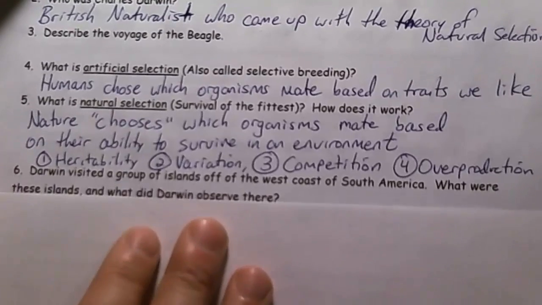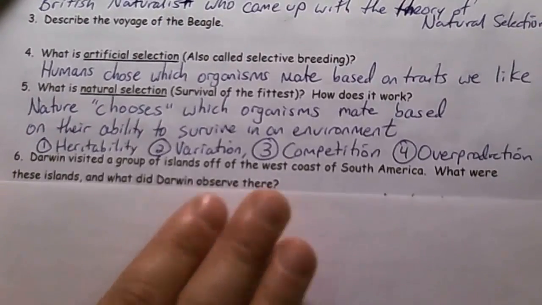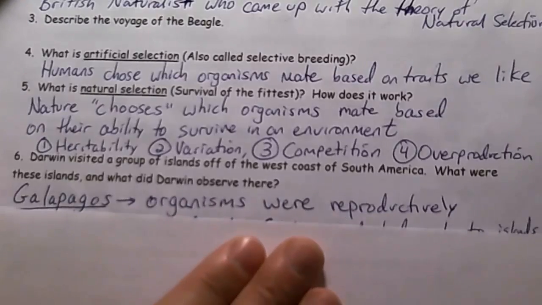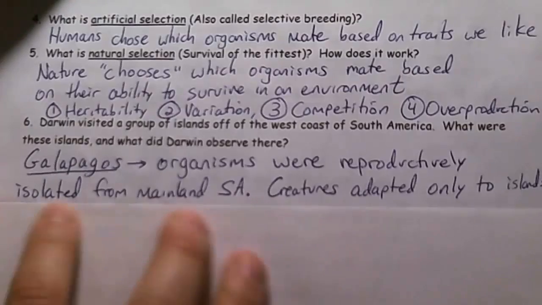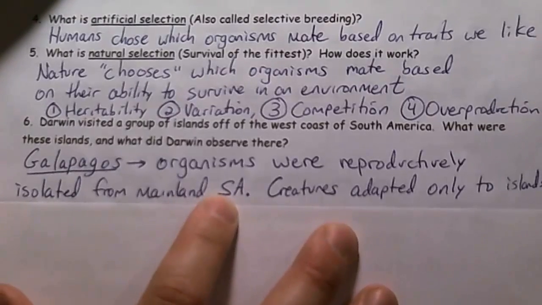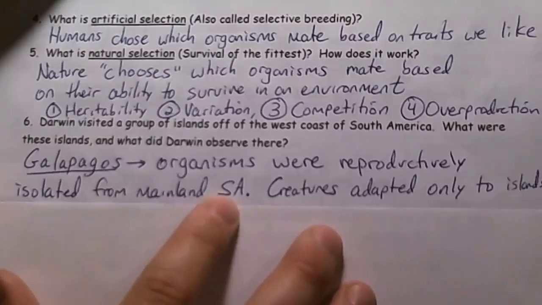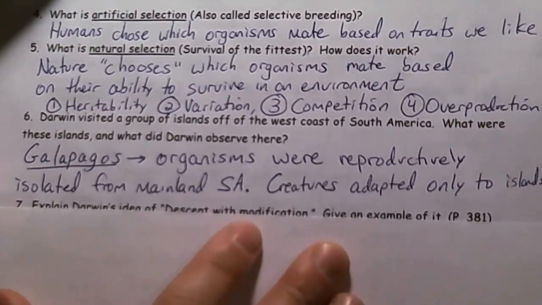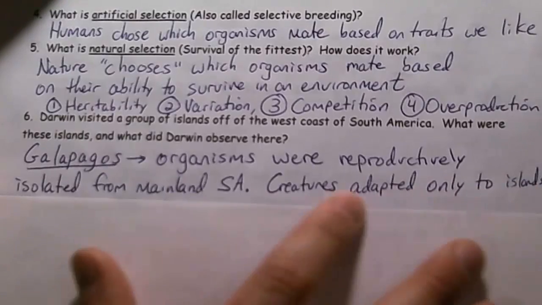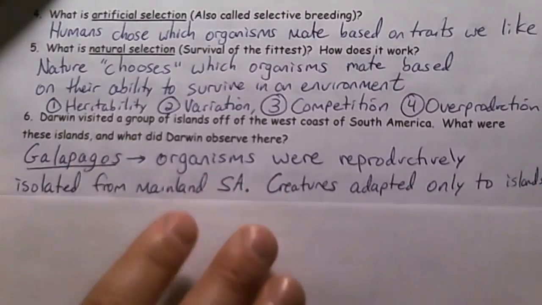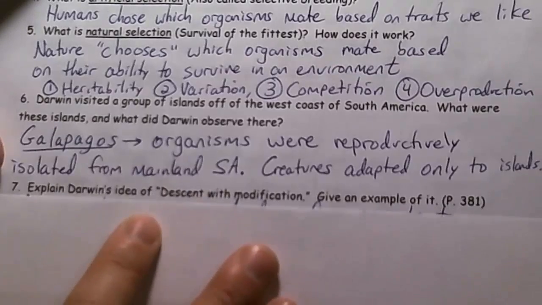Darwin visited a group of islands off the coast of South America. What were the islands called, and what did he observe? The islands were called the Galapagos, and organisms were reproductively isolated from the mainland South America. So because they were isolated away from everything going on in South America, creatures adapted to the island life. So we find creatures on the Galapagos that we don't find anywhere else on Earth.